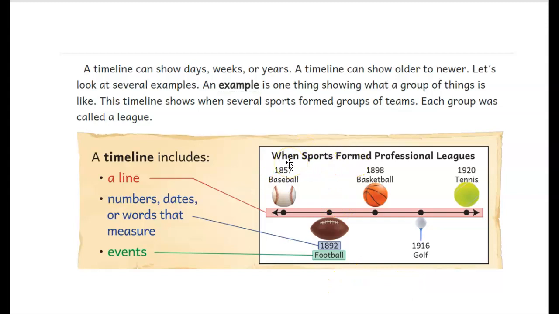So here we can see this timeline is showing when sports formed professional leagues, and we can see in 1857, baseball was formed. 1892, football was a professional league that was formed. And then as we keep going, 1898, basketball, and then golf, 1916, and tennis, 1920. So timelines, these can be really good resources for us to look at and to compare when different things happened.